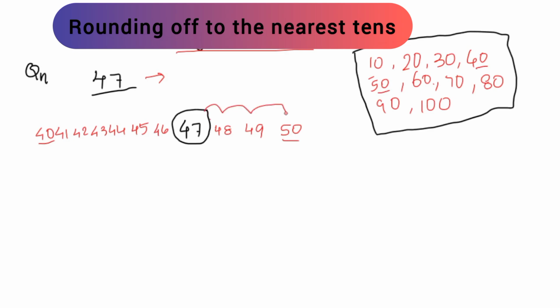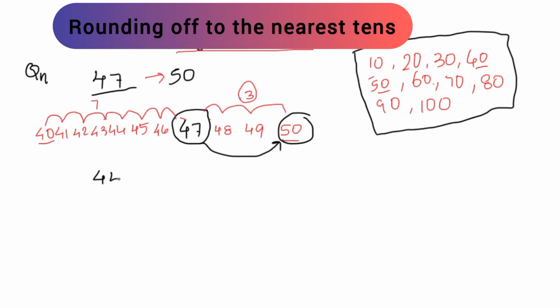From these tens, we have to find the one which is closest to 47. Clearly, you can see that 50 is in the third position from 47 and 40 is in the seventh position from 47. So, can you see which one is closer? Yes, we can see that 50 is closer to 47.